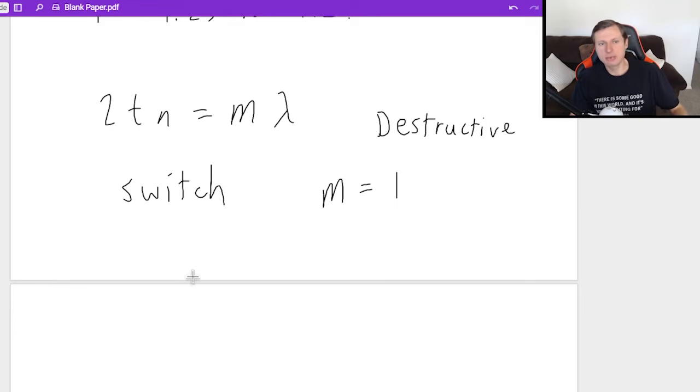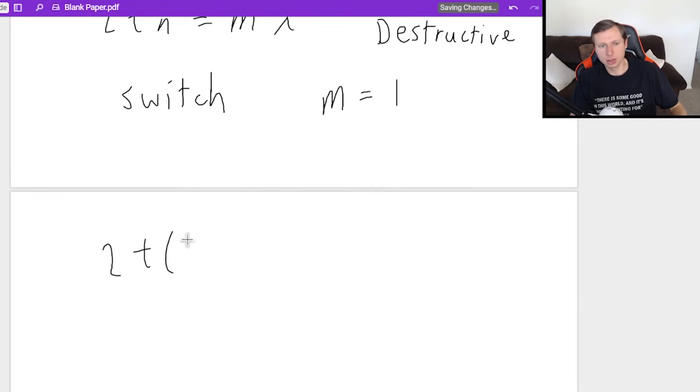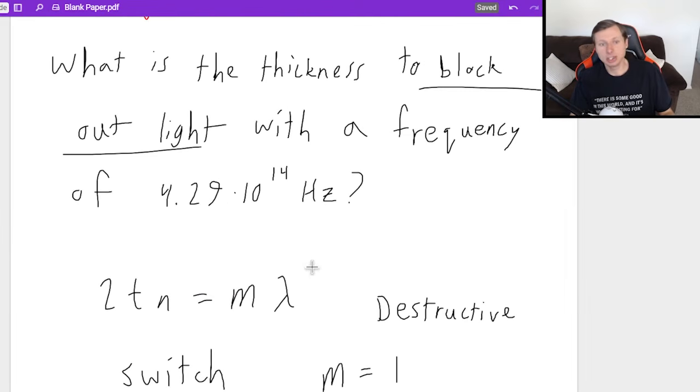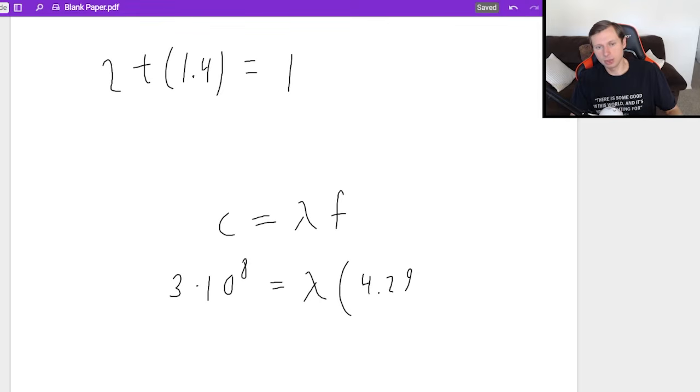Now basically we have everything we need. 2 times t, n is 1.4, so I'll plug that in, equals m, which is 1, and then lambda, the wavelength, is the only thing I don't know. Now I did give us a frequency, which means I can use that to find the wavelength, because we are talking about light, which means I can use the equation c equals lambda times f, where c is the speed of light, 3 times 10 to the 8th, and lambda is what I'm solving for. F is 4.29 times 10 to the 14th hertz.